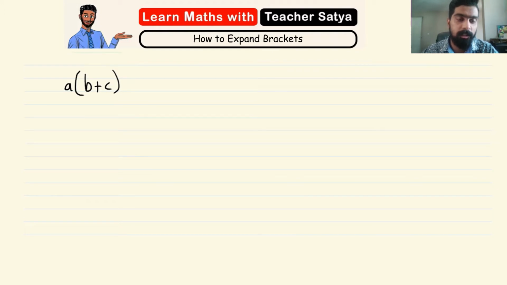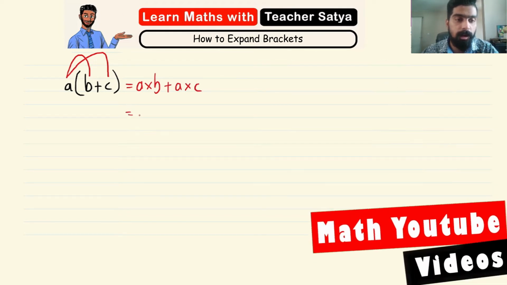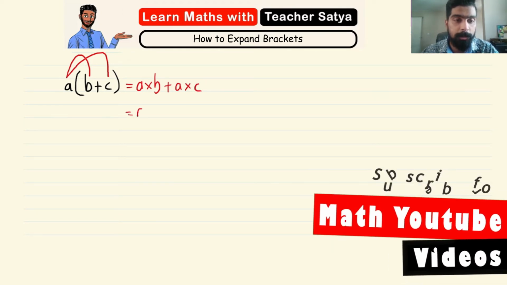What this means is we are going to take a and multiply with b, and then we are going to take a and multiply with c. So now let's take a and multiply with b. So we have a times b, plus a times c. Therefore, our final answer would be ab plus ac.